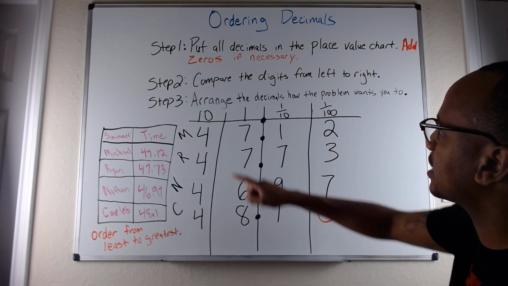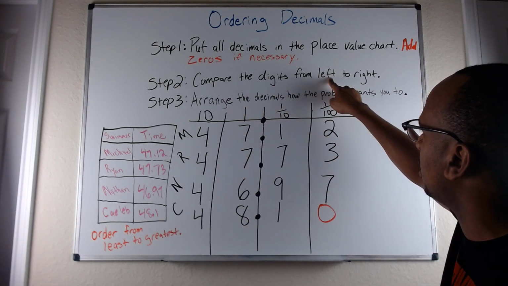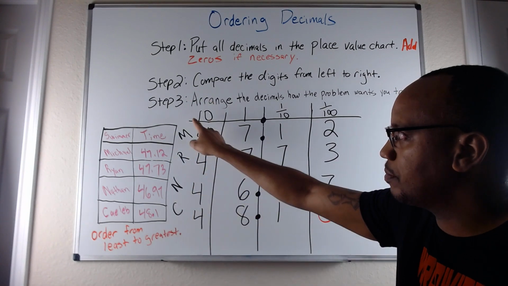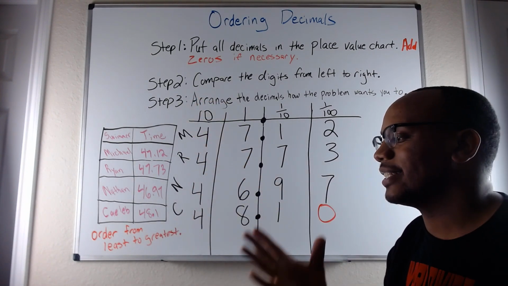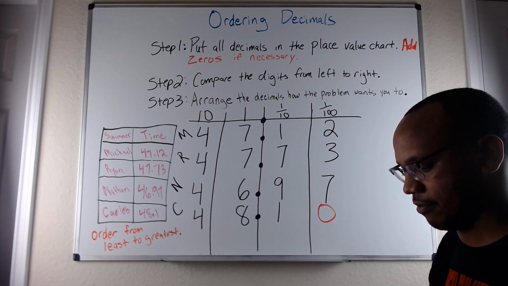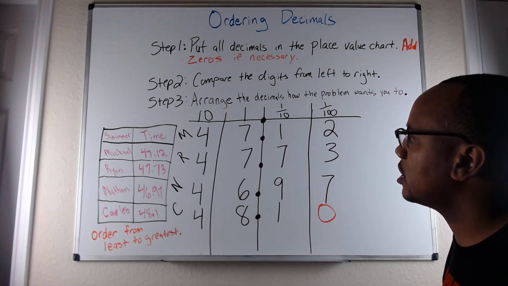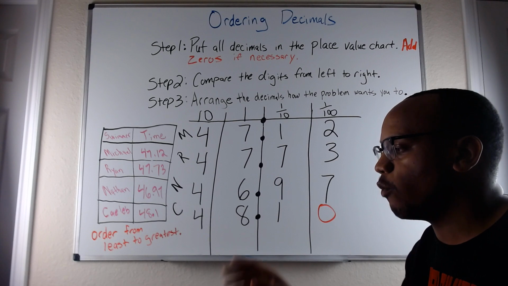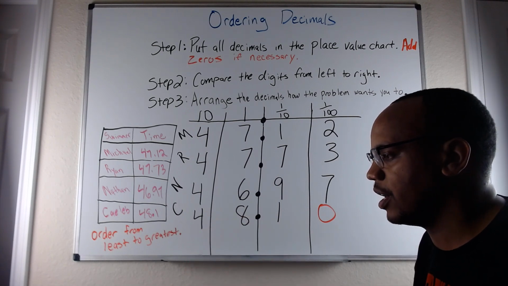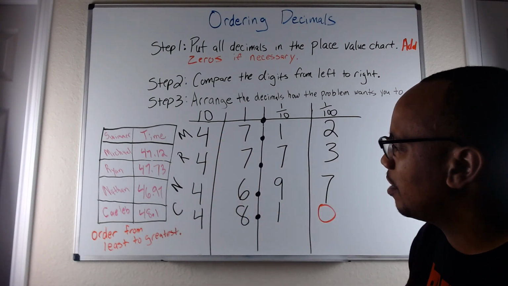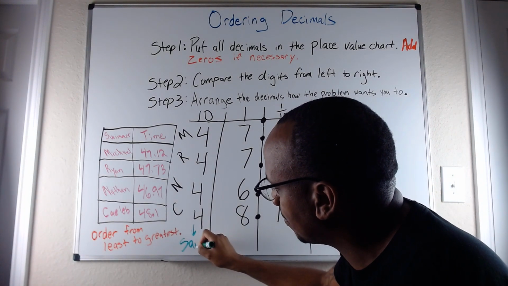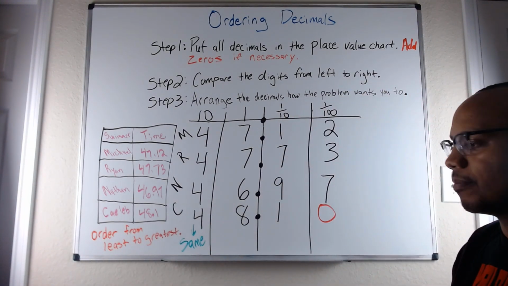Step 2 says compare the digits from left to right. So I'm going to start in the far left, which means I'm going to start in the tens place because that's the biggest place value I have. In the tens place, I have 4, 4, 4, 4. So all of them are 40, 40, 40, and 40, right? Basically what I'm saying is all of these are the same.